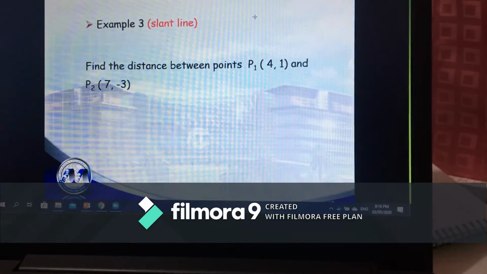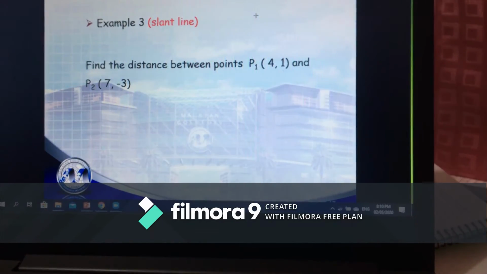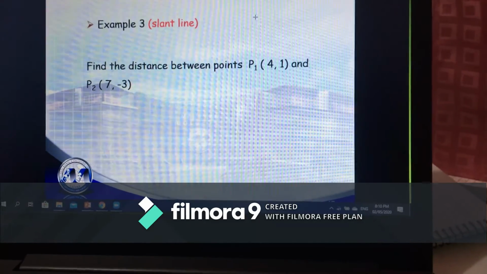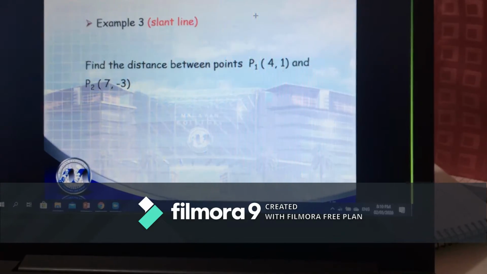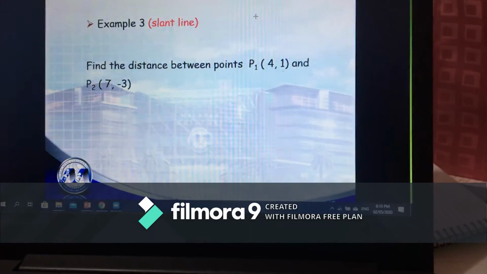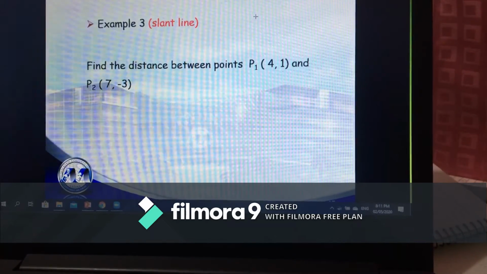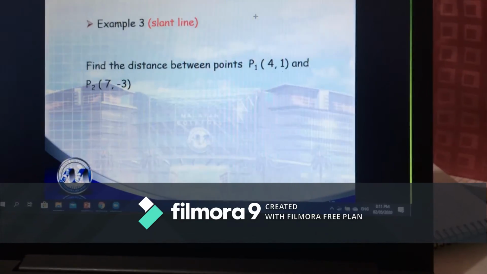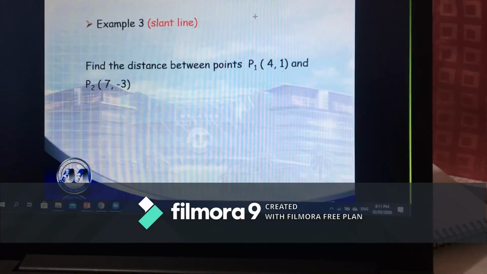So the answer is, so how did you solve that one? We have distance equal to the square root of x2 minus x1 squared plus y2 minus y1 squared. Diba? So anong x2 natin? So our x2 is 7 minus 4. You square that one. Then plus 3 minus 1 squared. So 3 squared plus 4 squared. So square root of 9 plus 16 is equal to square root of 25, equal to 5.